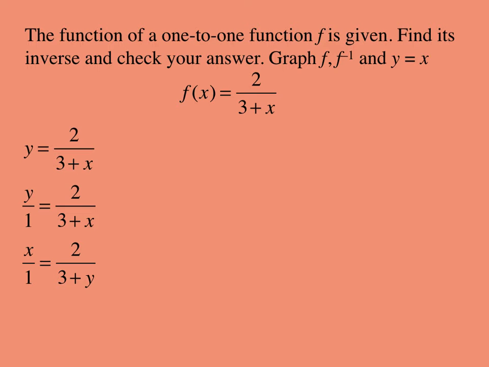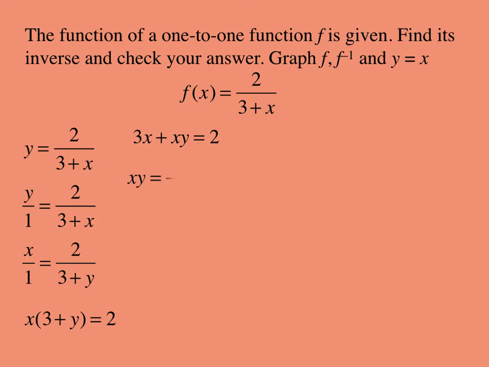Now that I've done that, let's cross multiply. The numerator of the first fraction times the denominator of the second is equal to 2 times 1. So remember, with equivalent fractions, cross products are equal. So I can now distribute that x, and I get 3x plus xy equals 2. I want to solve for y.